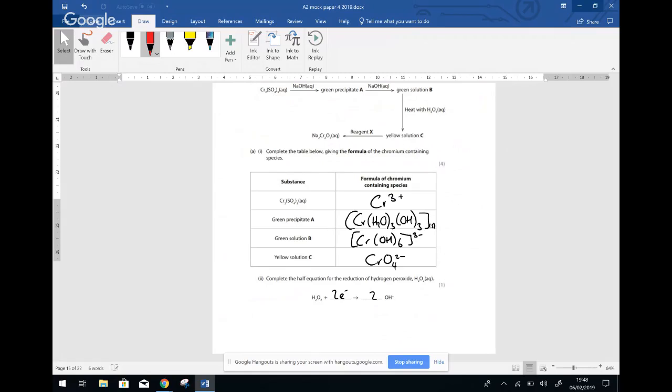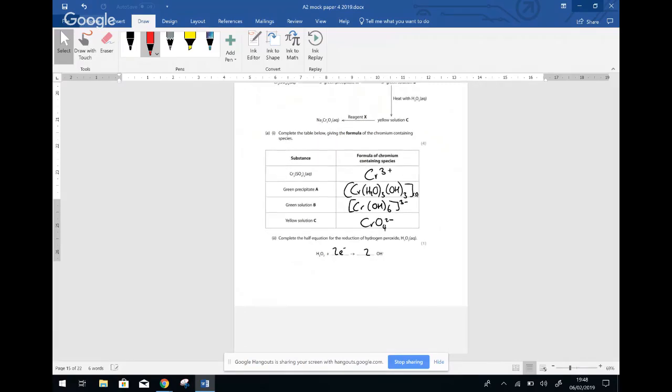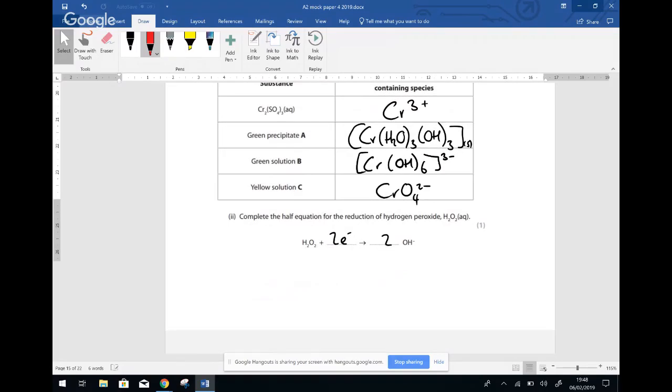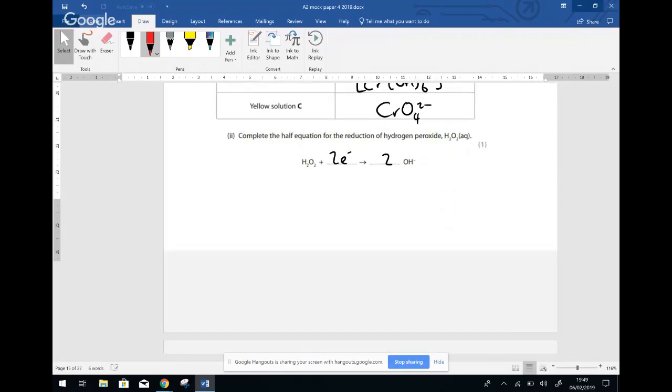Next one, my yellow solution. This is the clever one. Notice that the yellow then went to the dichromate. So we know that dichromate is orange, but chromate is yellow. So that's CrO4 2-. It then asked us to balance the equation. Hydrogen peroxide going to two OH minuses, and add your 2 electrons on the correct side. So relatively easy for that one.